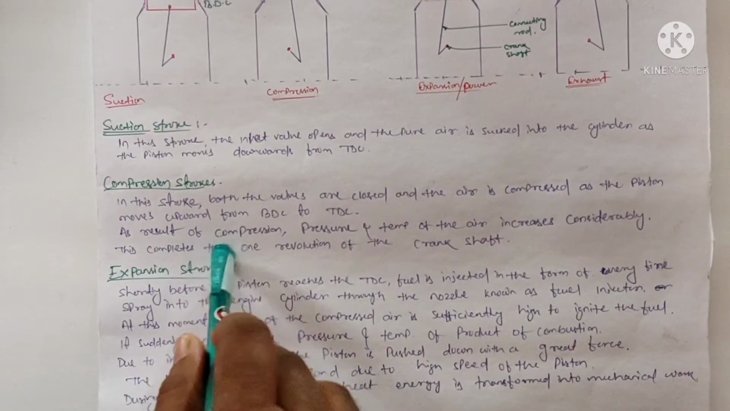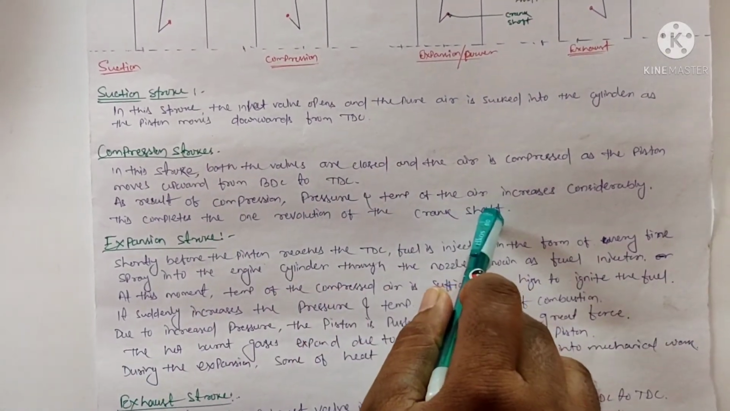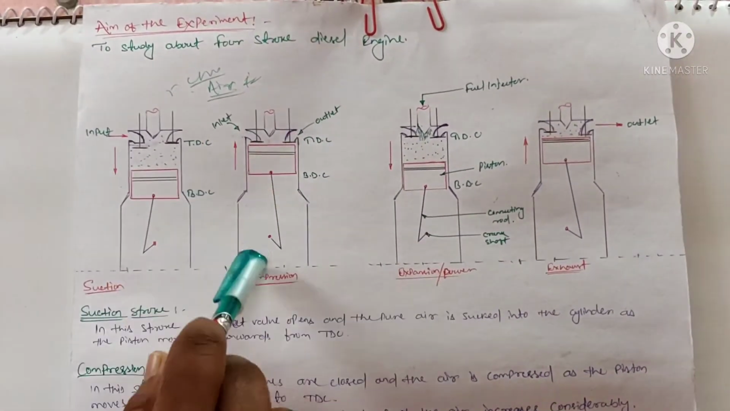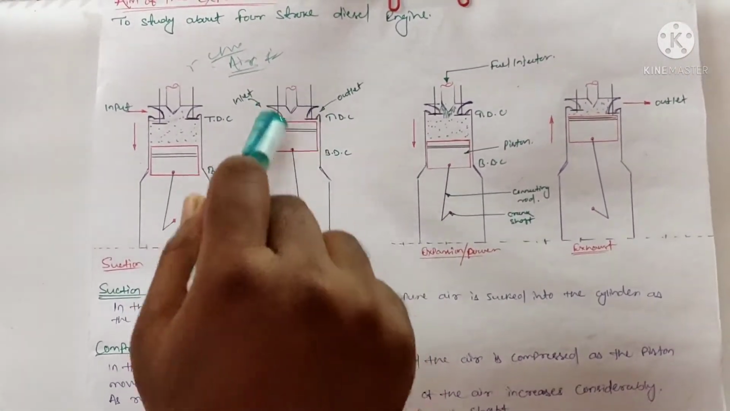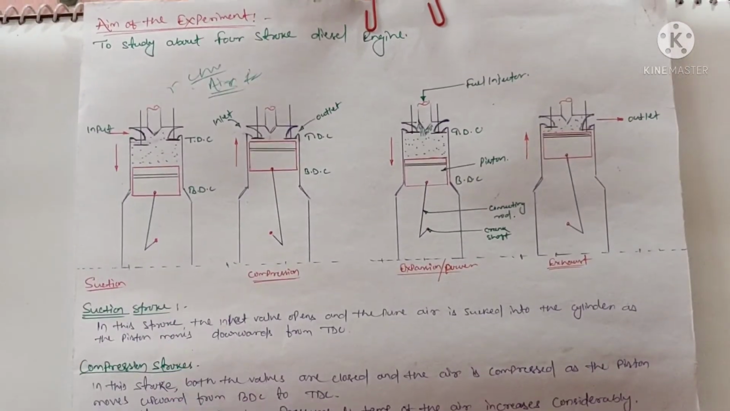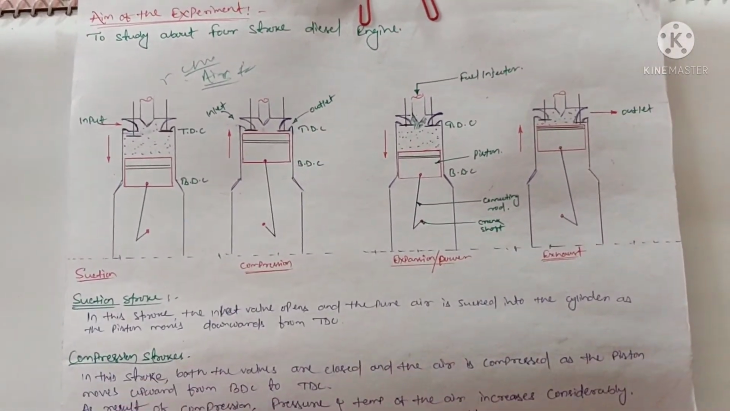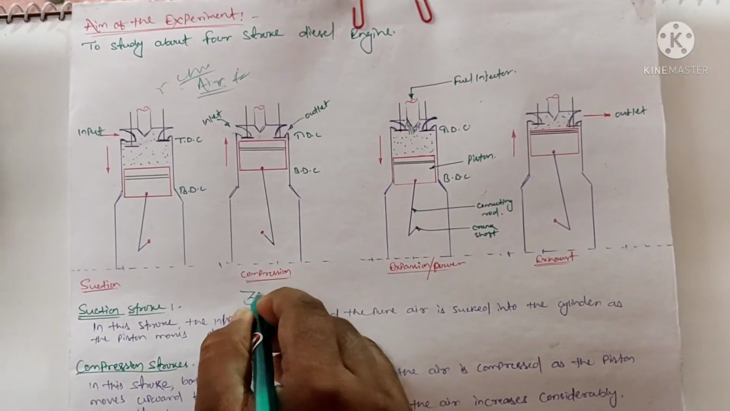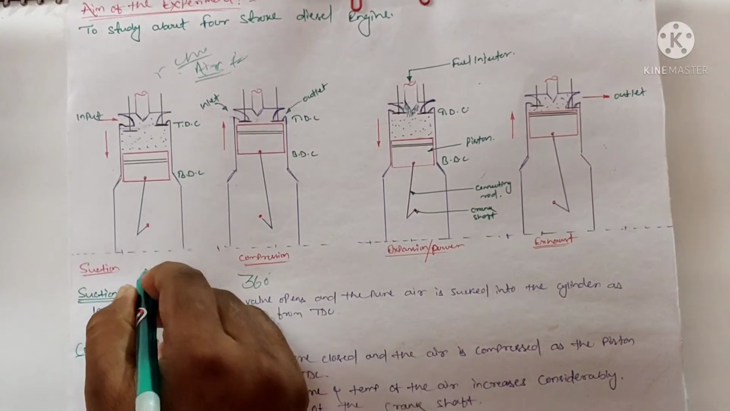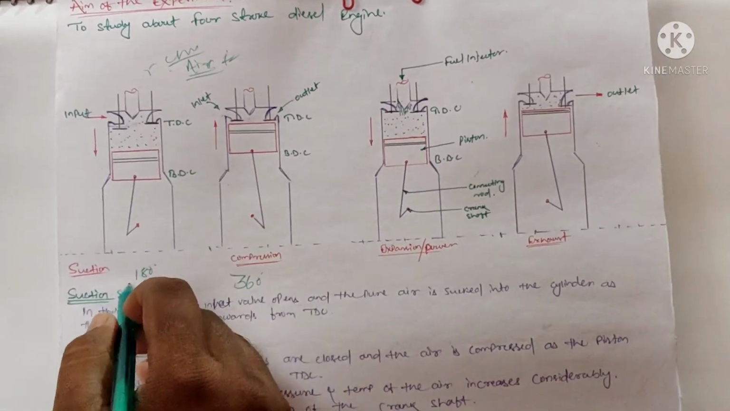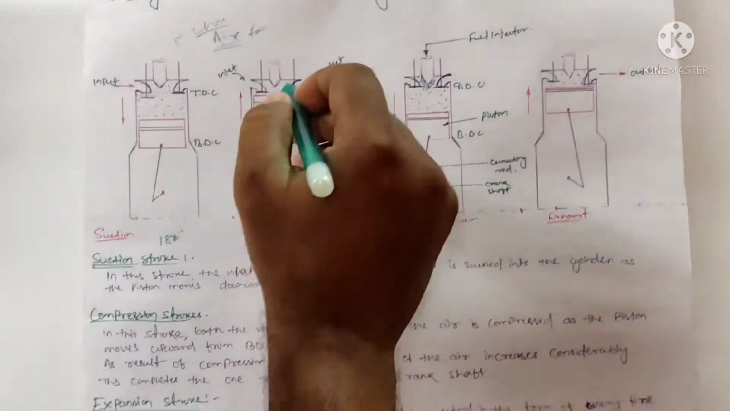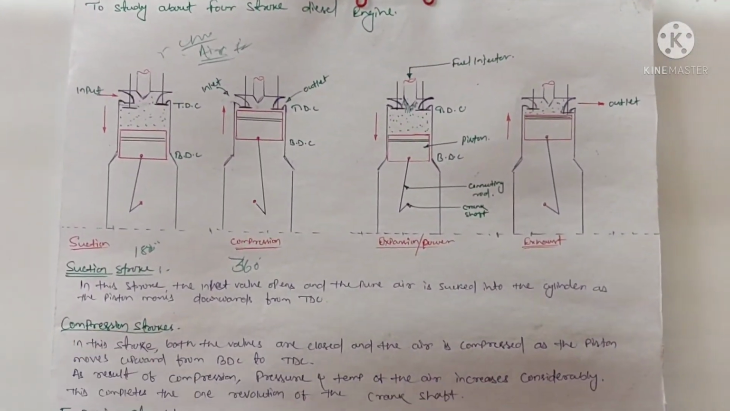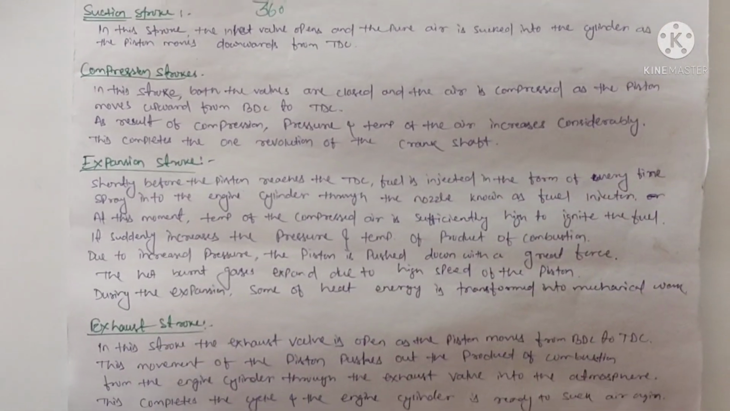This completes one revolution of the crankshaft. When the piston moves from BDC to TDC, the pressure of the air inside increases. In this manner, one revolution of the crankshaft is complete. That means 360 degrees is complete here. Here is 180 degrees. That means the suction process is 180 degrees of the crankshaft and the compression stroke is 360 degrees of the crankshaft. Next come to the expansion stroke or power stroke.